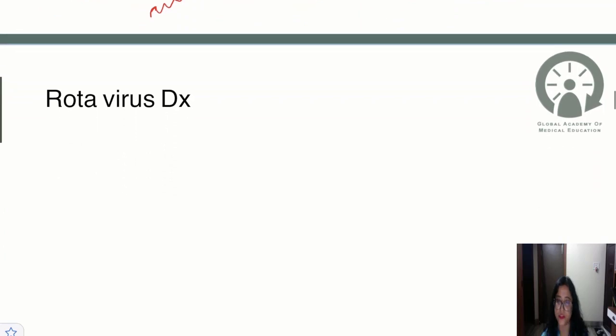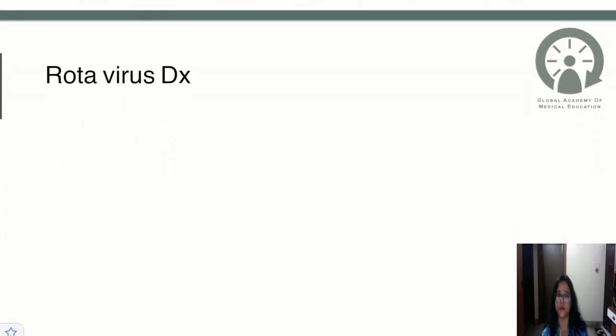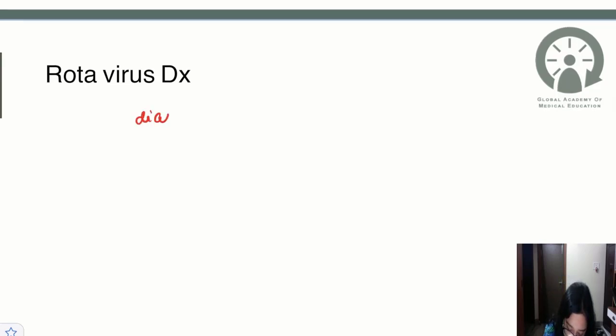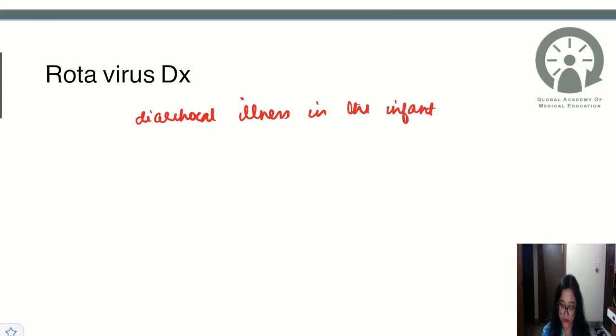Coming to the next question, which was on the diagnosis of rotavirus. We know rotavirus is the most common cause of diarrheal illness in the infant, followed by adenovirus as the next common cause. So what is the specimen of choice? The specimen we use is stool specimen.